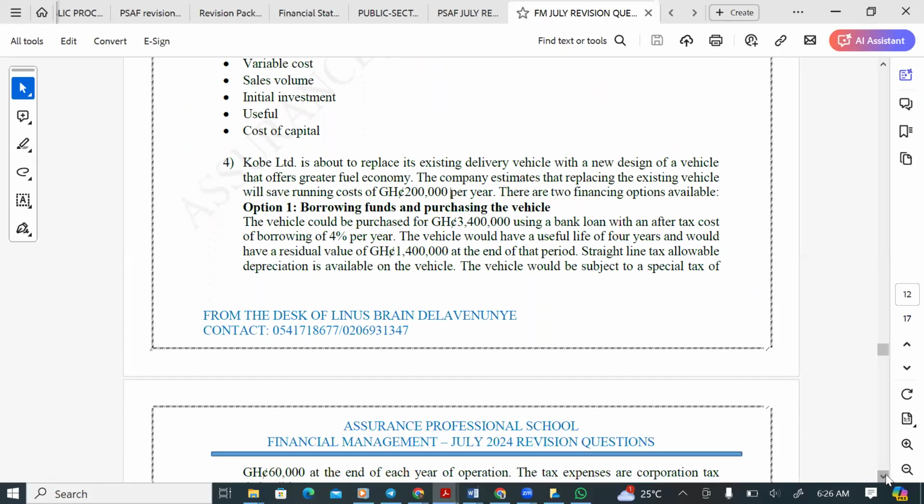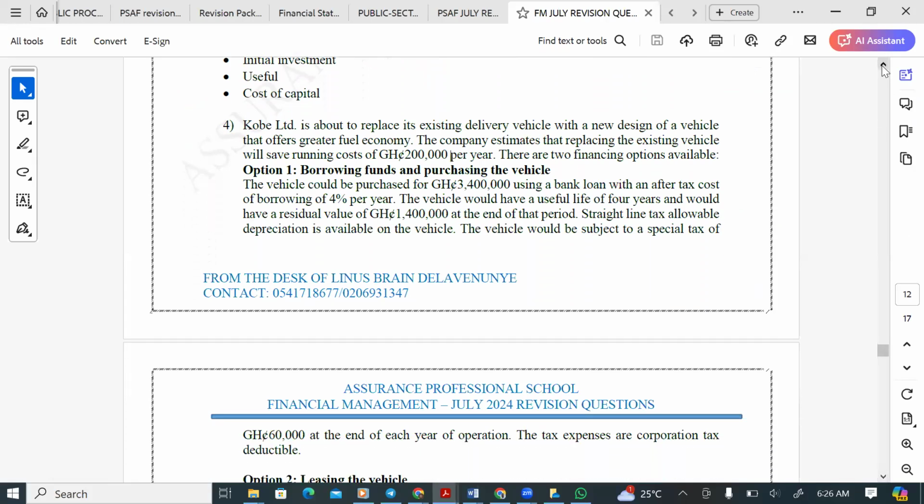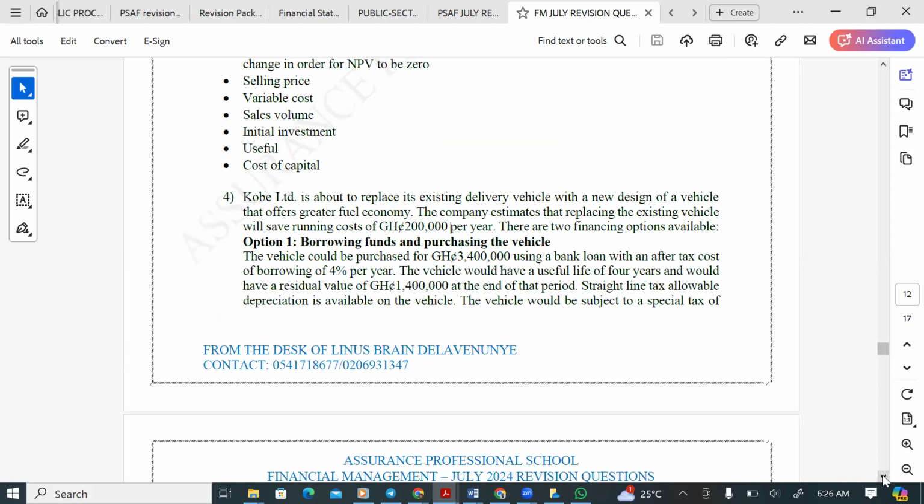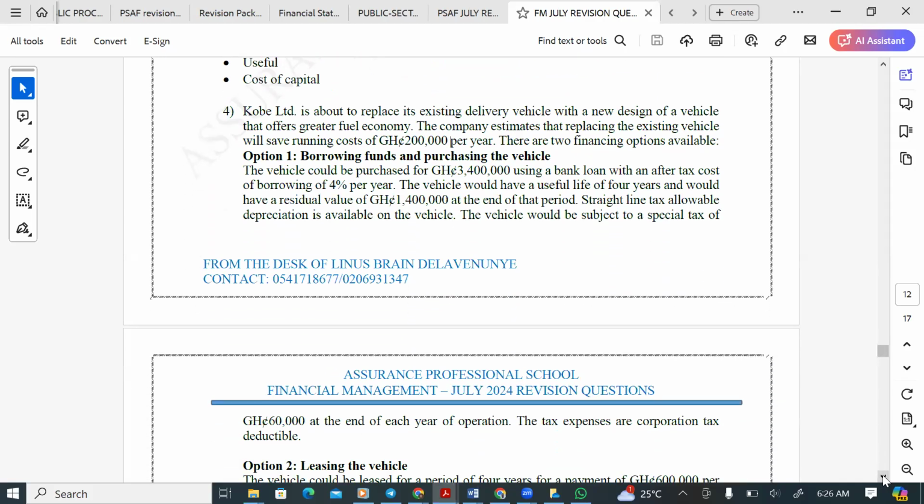Let's come to question number 4, which is about lease or buy. Question 4, required: A. Advise Kobe Limited on whether it should lease or borrow to finance the new vehicle.